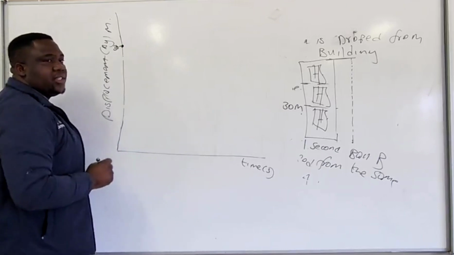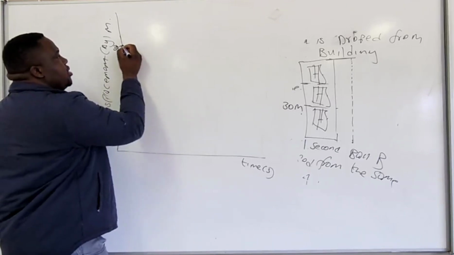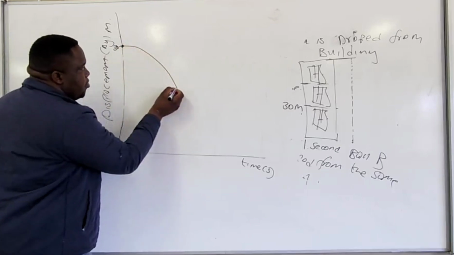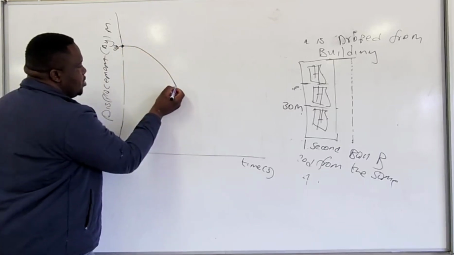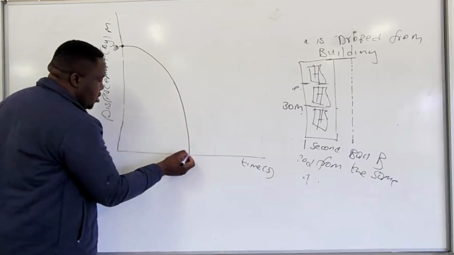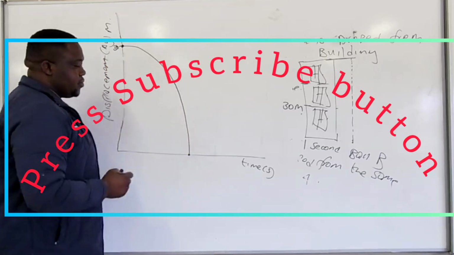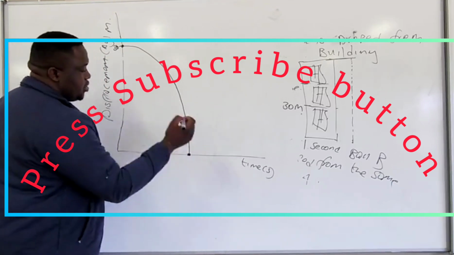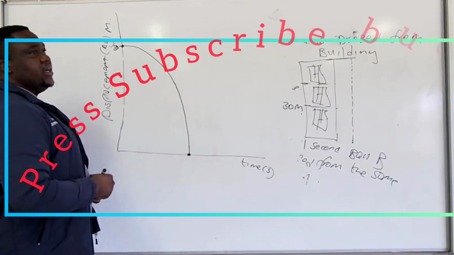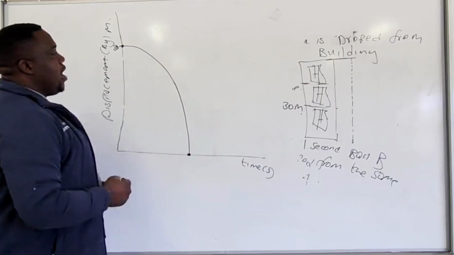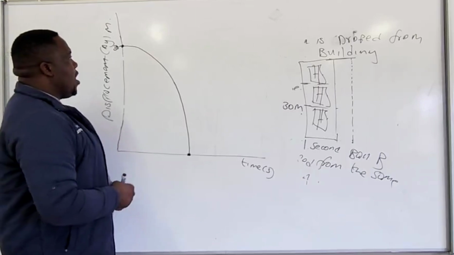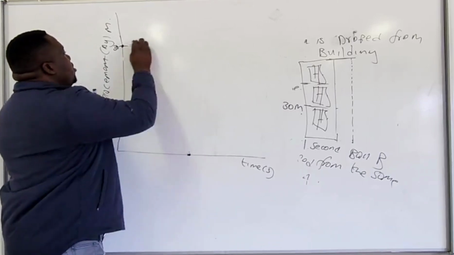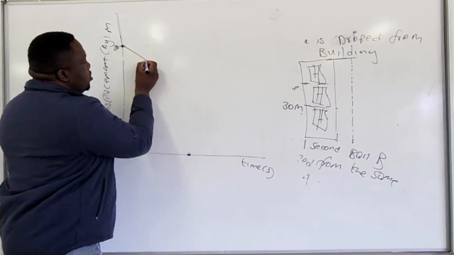So I'm going to represent ball A. This is ball A. Ball A was dropped down, and it touched the ground. You see? Ball A touched the ground. We don't know after how long. Let me make it even bigger so that I can make my points.